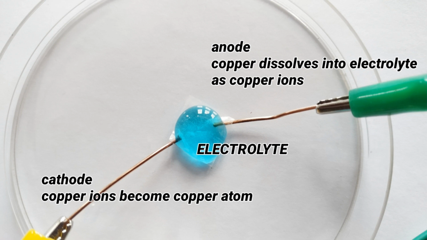What happens at the anode? Every metal is made up of metal atoms, and so is copper. During electrolysis, copper atoms from the copper anode dissolve into the solution in the form of Cu2+ ions.